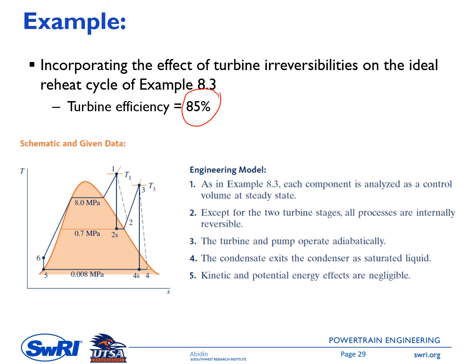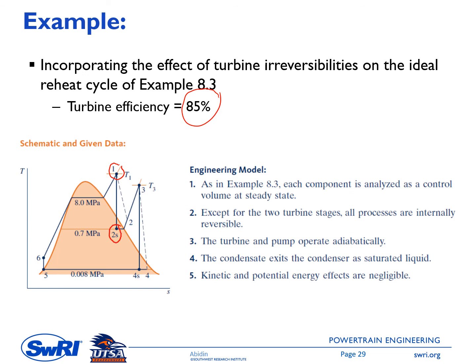Because of these irreversibilities, the working fluid exits the turbine on the right side of point 1, or on the right side of point 3, which means the entropy at the turbine exit is higher than the entropy at the turbine inlet. So for point 1, if it is isentropic, which means adiabatic and internally reversible, the point at the turbine exit is 2s, this one.